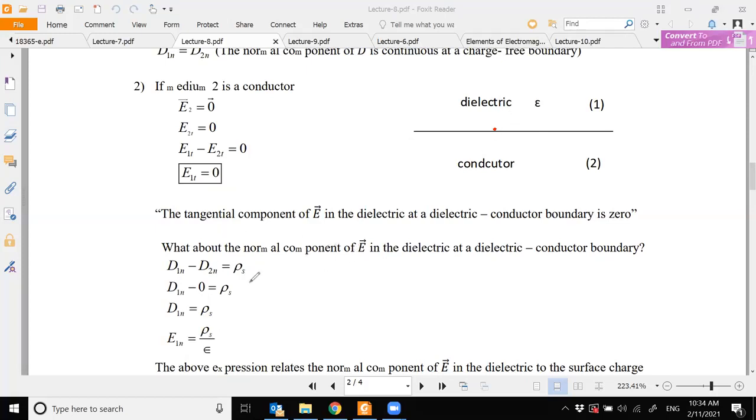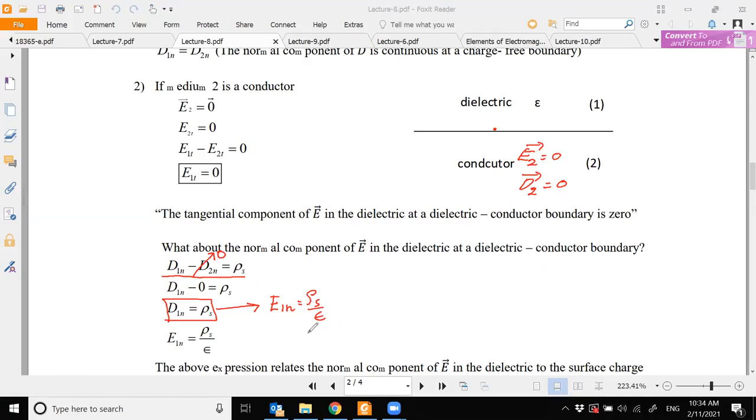Now, what about the normal component? We know D1 normal minus D2 normal is equal to rho s. But since my electric field E2 is 0, can I say that my D2, which is epsilon E2, is also 0? Yes. So my D2 normal is 0. That means D1 normal is equal to rho s. D1 normal is epsilon E1 normal, and therefore E1 normal is equal to rho s over epsilon.